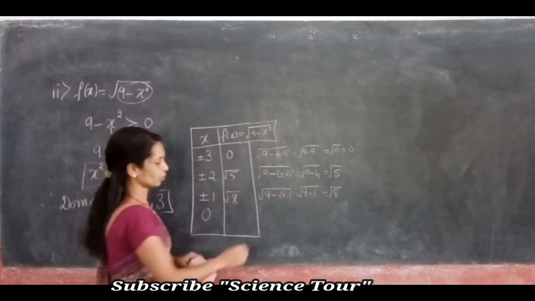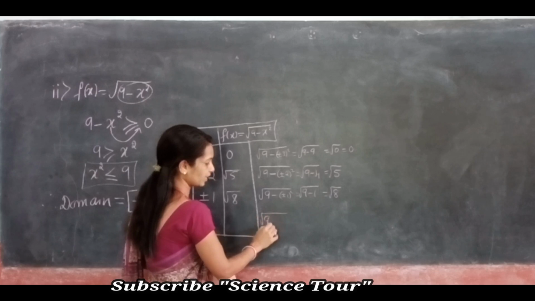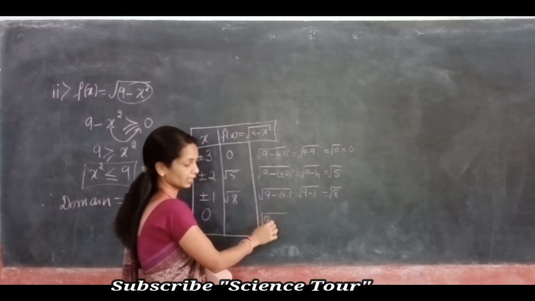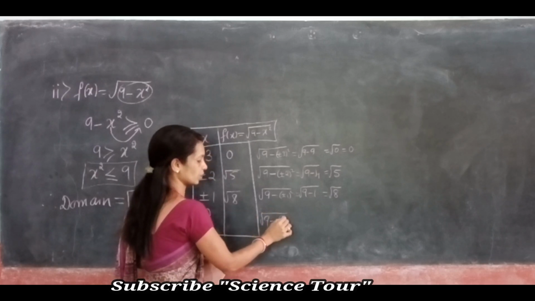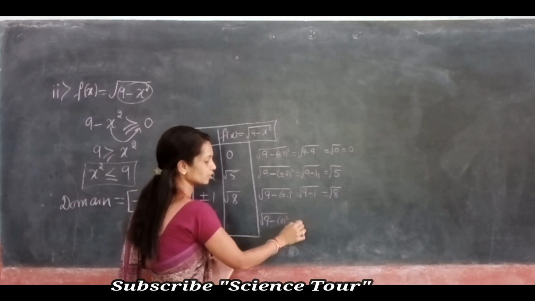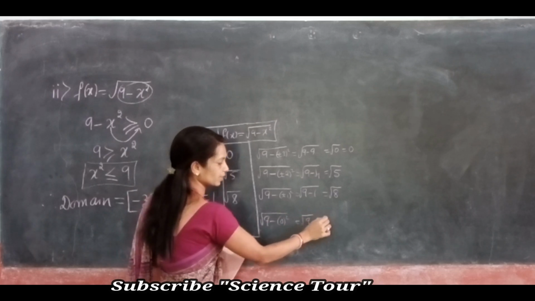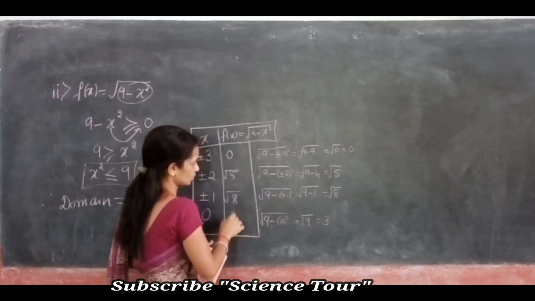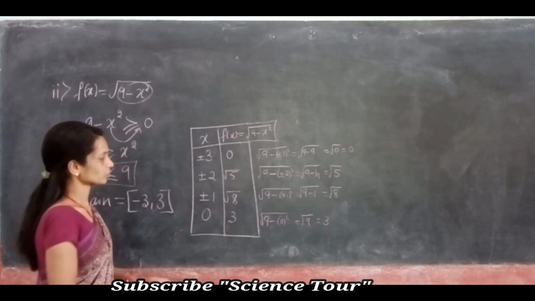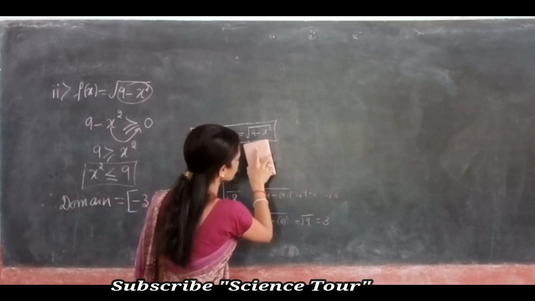For 0, what is f of x? The square root of 9 minus 0 squared. 0 squared is 0. 9 minus 0 is 9. The square root of 9 is what? That is 3. So here you see, okay, I will erase this part.